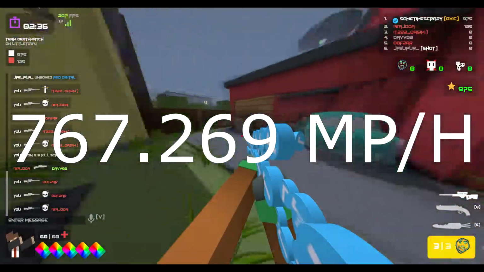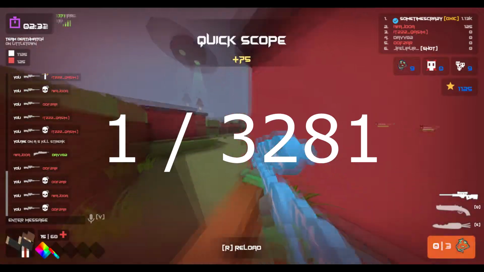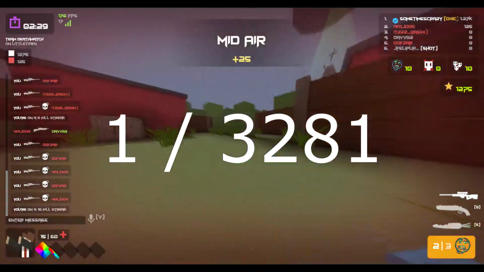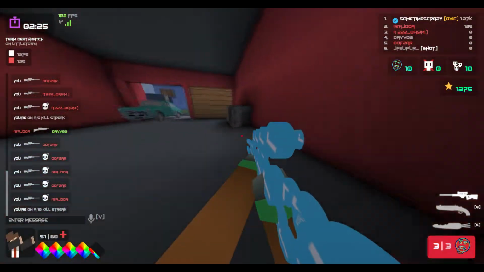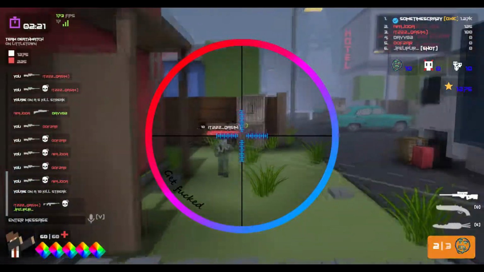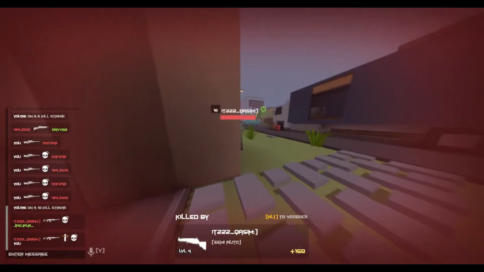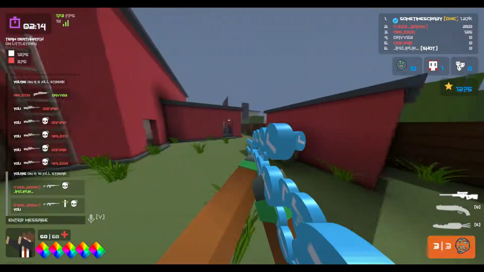Fighter pilots break the sound barrier at 767.269 miles per hour, and that's roughly only 3,281th of the speed of these shots. And it may seem fast, and a reasonable conclusion would be to compare this to the speed of light, fastest thing we all know. But sorry to all of you that like big numbers, it doesn't compare, not even slightly. The speed of light is hundreds of thousands of miles per second.